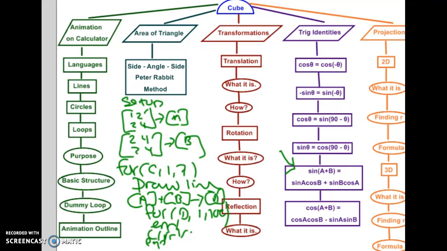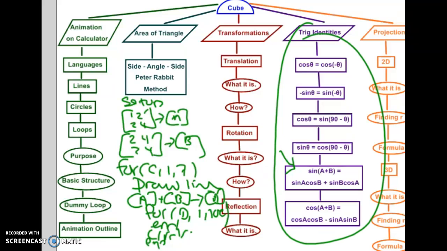Okay. Then we did a ton of trig identities. Do you see all these trig identities? Yes. And then we're still not overly solid on them. True. Okay. But we're getting there.